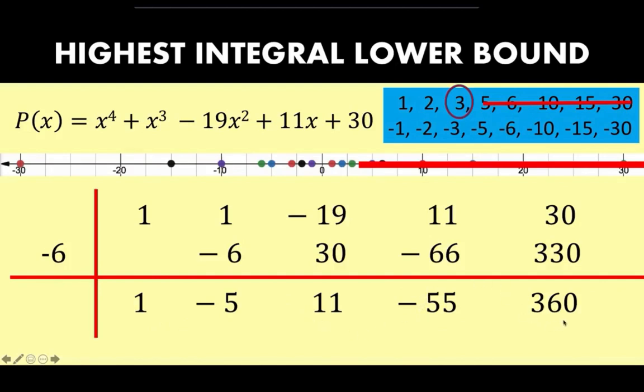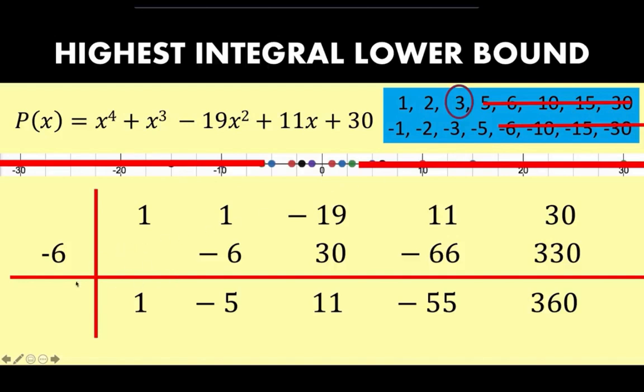back to positive. When the signs in the last row of the synthetic division are alternating, then this divisor, in this case negative 6, is a lower bound. It could start with negative or positive, as long as the signs are alternating, then we say that whatever is the value of our r, that possible root is considered a lower bound. And that eliminates negative 10, negative 20, negative 30, and negative 15 for all the possible negative roots.